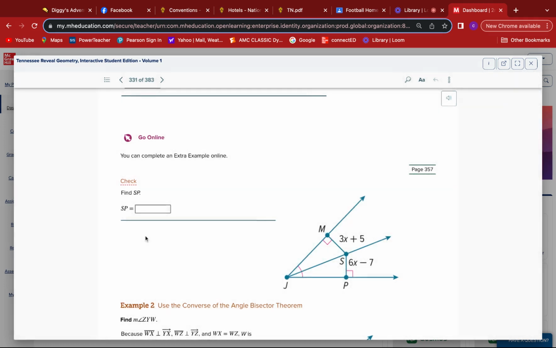That's the number I'm going to plug and chug to SP. So I'm going to take my 4 right there for the x. 6 times 4 is 24, and then 24 minus 7. Oh, my goodness. Let's see. 24 minus 7, that's going to be 17. All right. So if you want to check, make sure you plug that in over here.